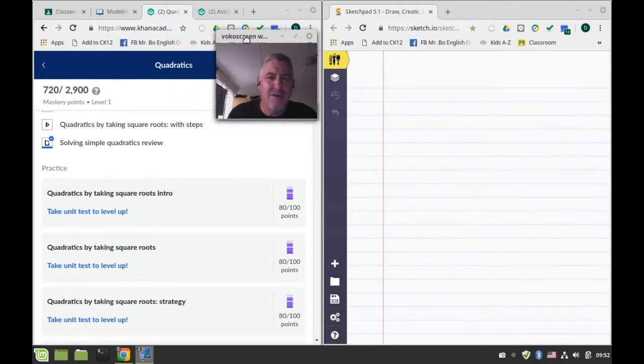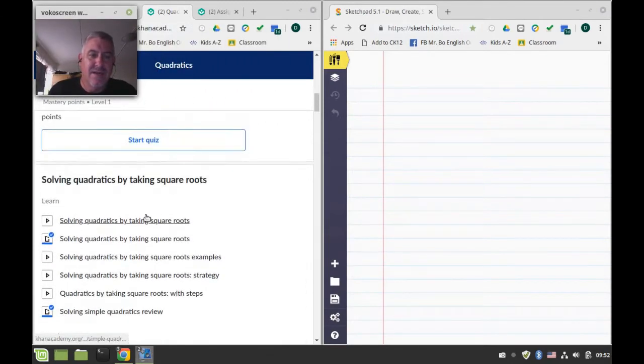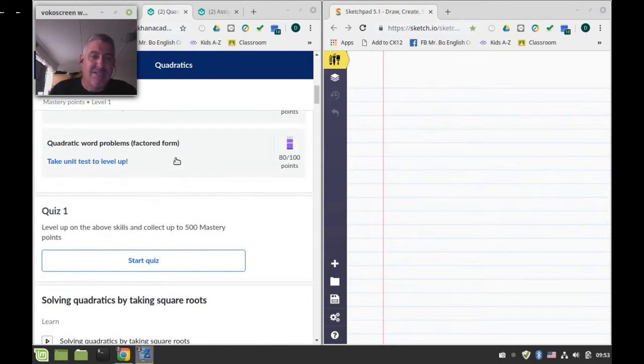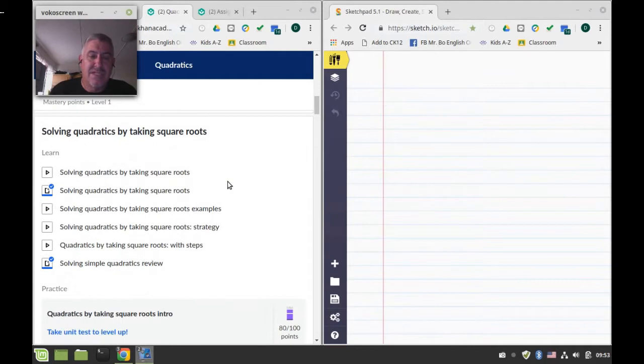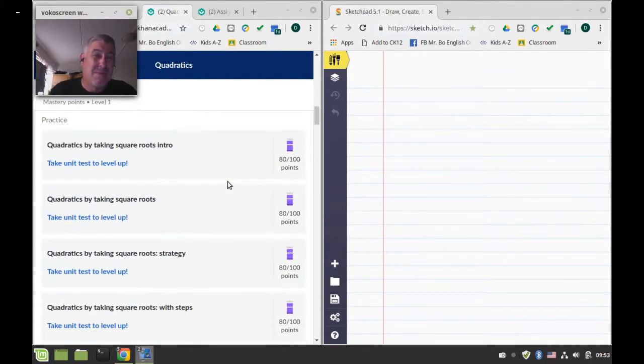We've been doing our unit on quadratics, and right now we're solving quadratics by taking square roots this lesson. And last time, you'll remember in the last video, we were doing the factored form. So this time we're going to solve by taking square roots. It gets a little bit more math and a little bit less parabola in here. So let's go ahead and get started.